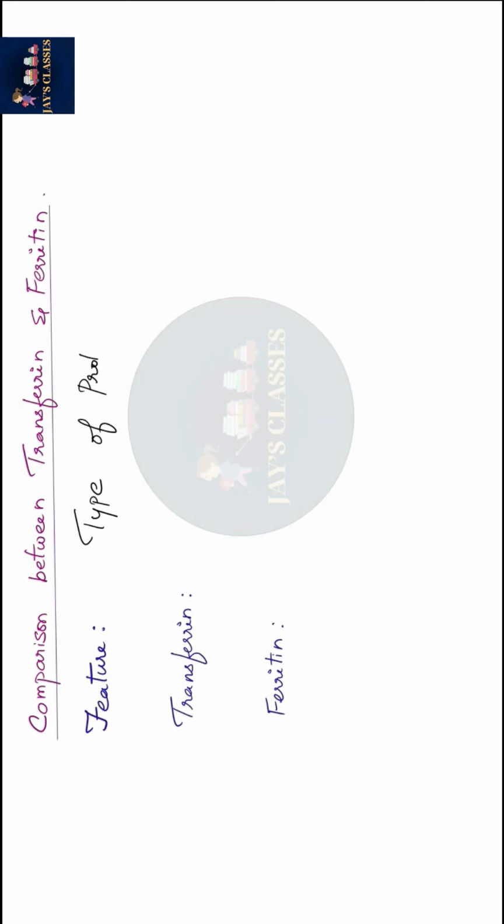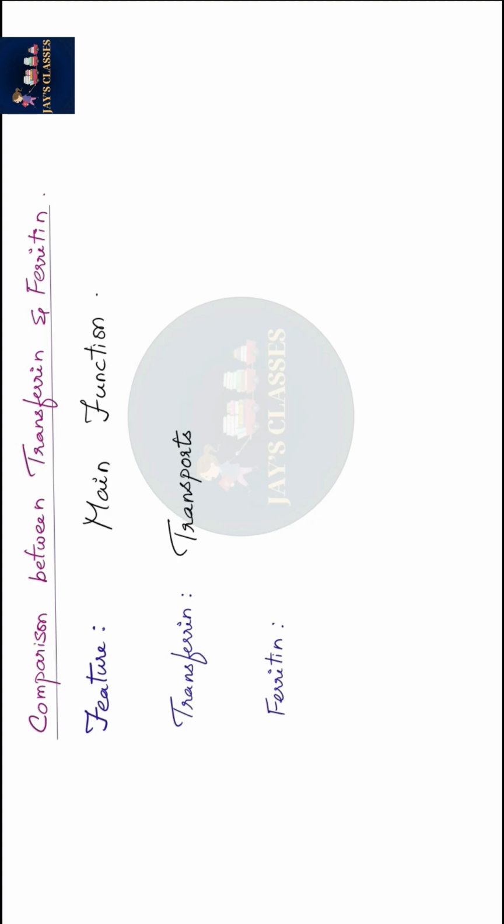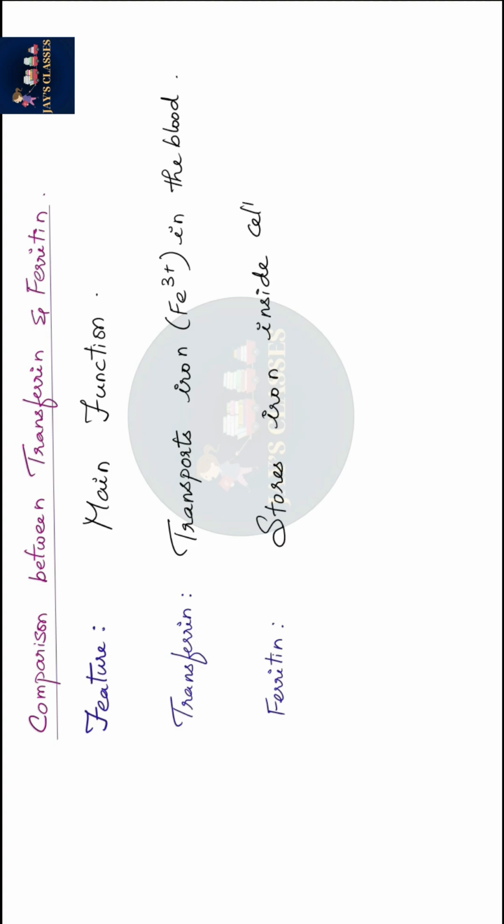First up, type of protein. Transferrin is a glycoprotein, while ferritin is a globular protein complex. Main function. Transferrin's job is to transport iron through the bloodstream. Ferritin's role is to store iron safely inside cells.